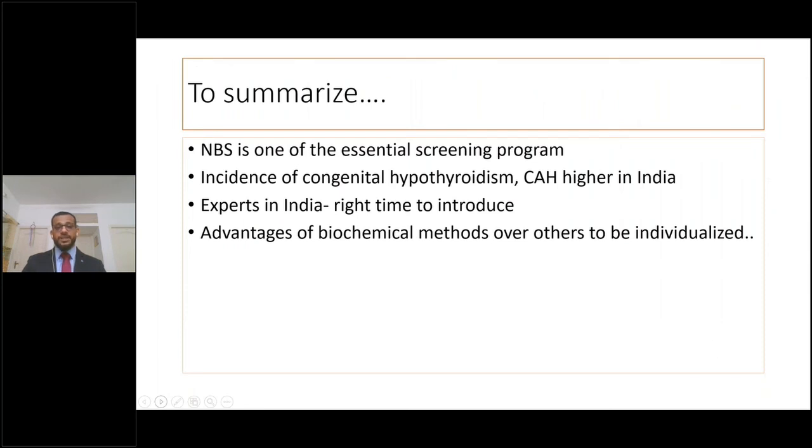So NBS is one of the essential screening programs, and I think it is right time for us to start screening for these diseases in India, because incidence of congenital hypothyroidism and adrenal hyperplasia at least is higher in India. Other IEMs also may be higher when compared to the other population. So experts in India feel that it is right time to introduce screening, and advantages of biochemical methods or disadvantages over other methods has to be individualized, and institutional policy should be derived before choosing an appropriate test for the population.